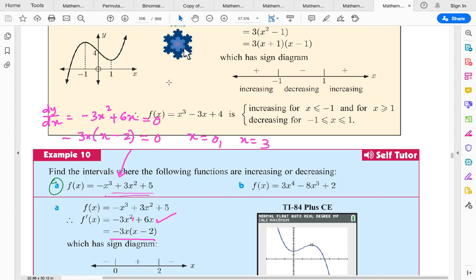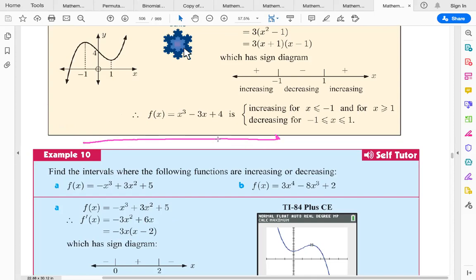Now the next step is drawing the sign diagram. You're going to draw the sign diagram about these 2 points which you got, which are 0 and 2, for the derivative function. When you draw the sign diagram, you plug in values. For example, if I take 1, which is between 0 and 2, and plug it into the derivative function, I get -3 plus 6, which is positive. So here it is positive.